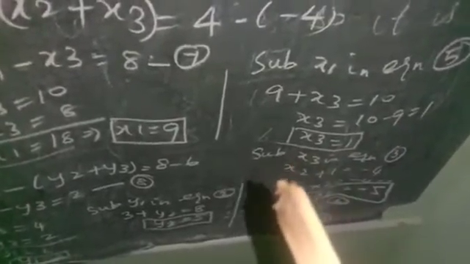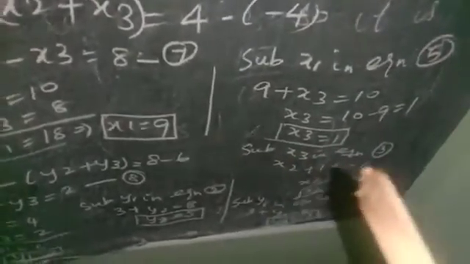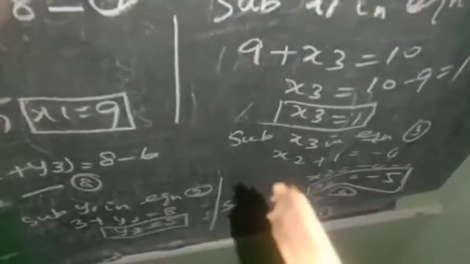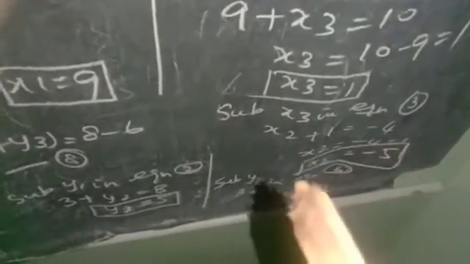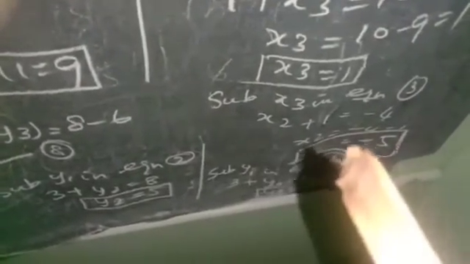Now we substitute x3 is equal to 1 in equation 3. Then we write x2 plus 1 is equal to minus 4. Then x2 is equal to minus 4 minus 1. Then we write x2 is equal to minus 5.